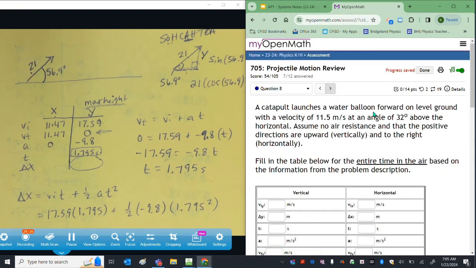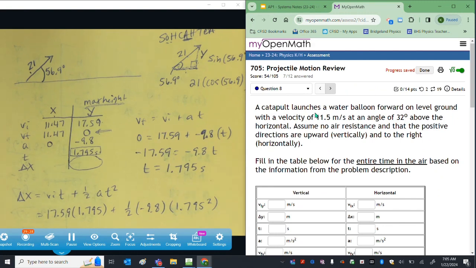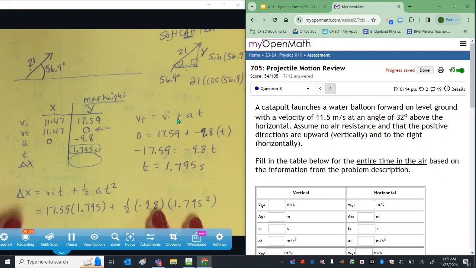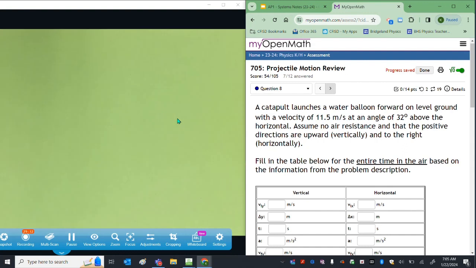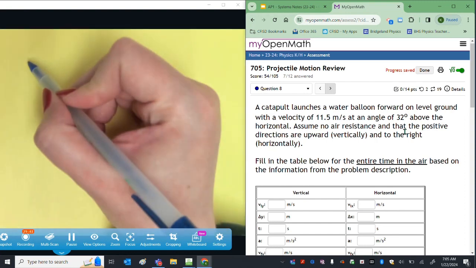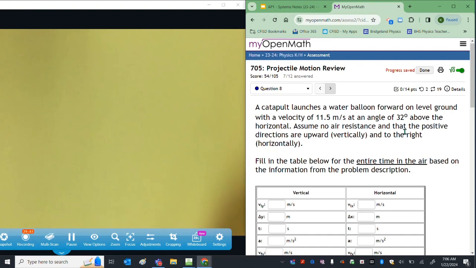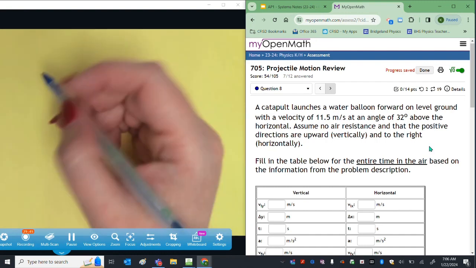All right, this is question number 8. It says, a catapult launches a water balloon forward on level ground with a velocity of 11.5 meters per second at an angle of 32 degrees above the horizontal. Assume no air resistance and that the positive directions are upward and to the right.